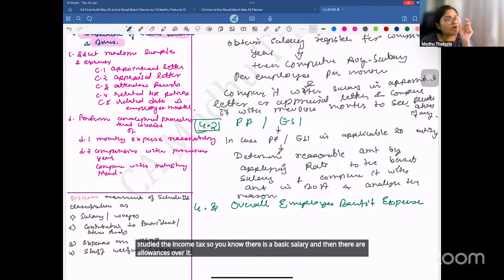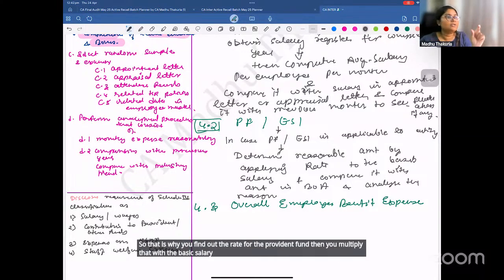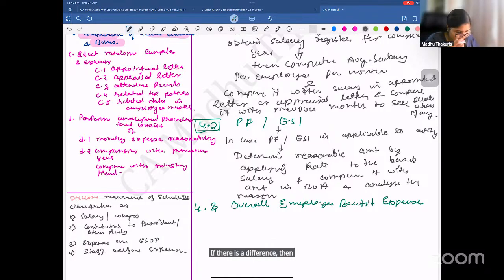So only on the amount of basic salary, PF is getting deducted. That is why you find out the rate for the provident fund, then multiply that with the basic salary. You will arrive at some amount. Now you compare the PF amount for all the employees, make a sum of it, and compare it with the PF that they have booked for that month in the books of account. If there is a difference, then check why there is a difference.